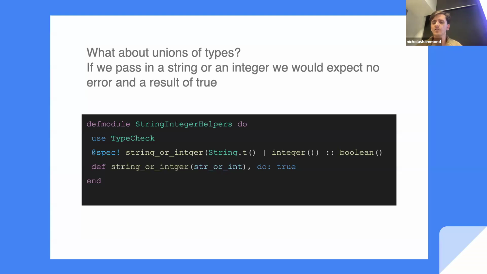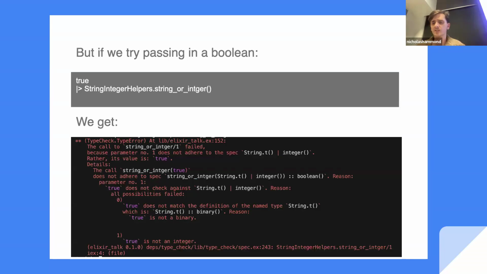And so let's check type unions. Here we have a function that takes a string or integer and returns a Boolean. You can probably tell at this point I started giving up trying to come up with sensible examples, but even if the function is a bit silly, it still illustrates the point, which is if we try to pass in something that isn't a string or an integer, like a Boolean, we get this error. And the cool thing about this error is it actually lists the two different possibilities of failure. Right? So the 0th one tells us that true is not binary, and the first one tells us that true is not an integer.